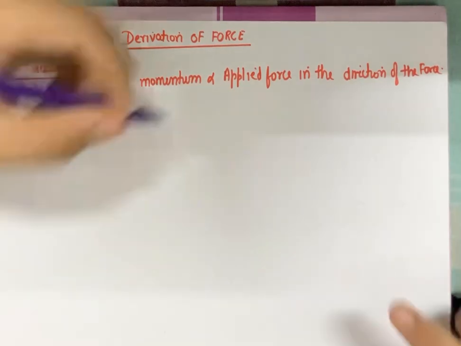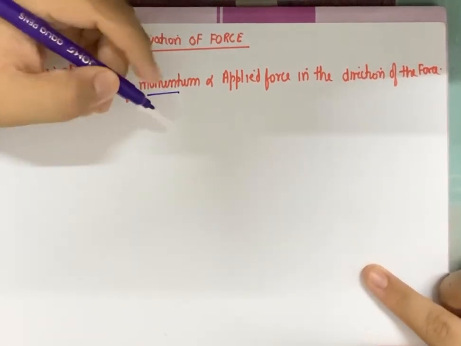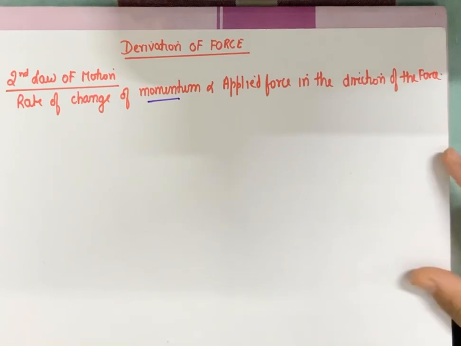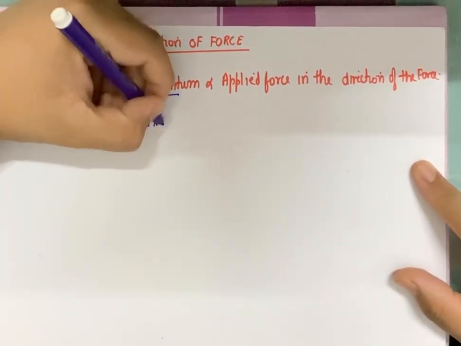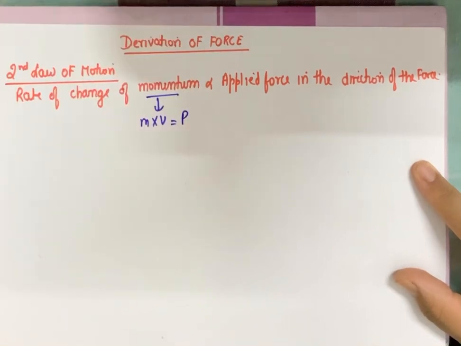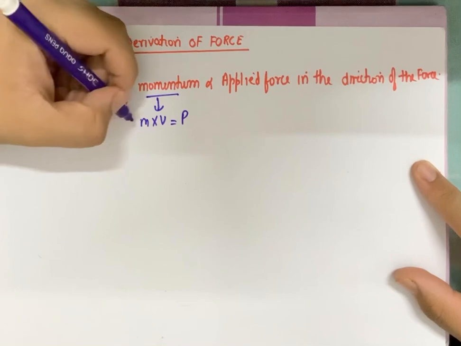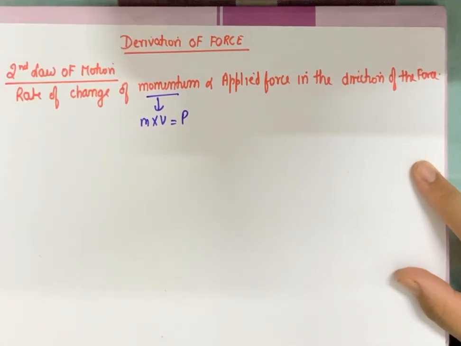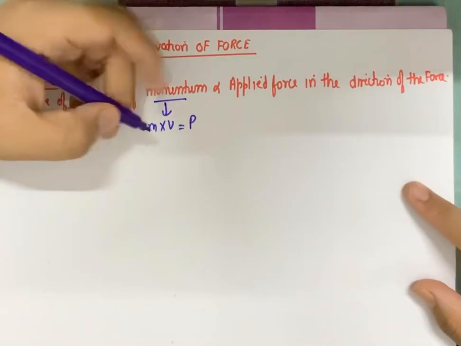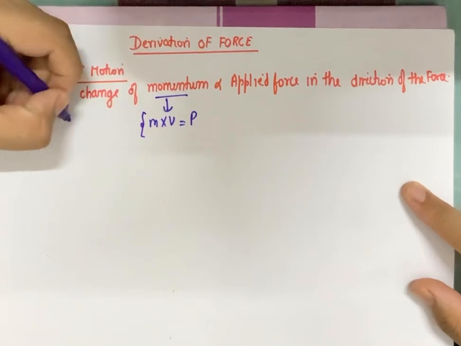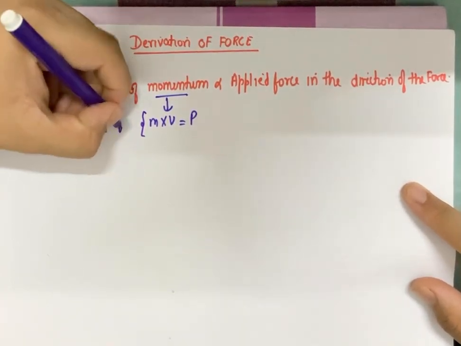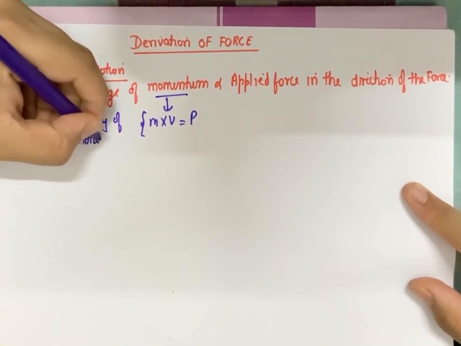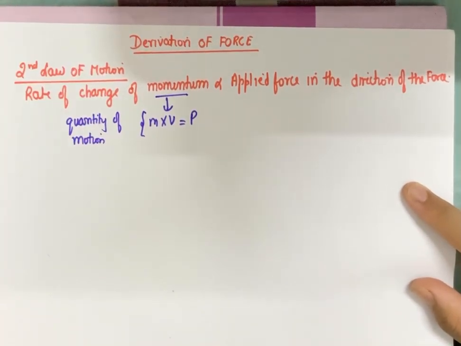The first term is momentum. We know what momentum is. Momentum is mass into velocity, denoted by P. The product of mass and velocity is its formula, but what is it? It is the quantity of motion of an object. Momentum defines how much motion an object has.